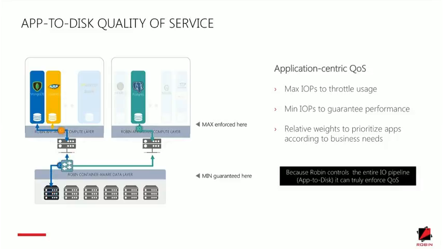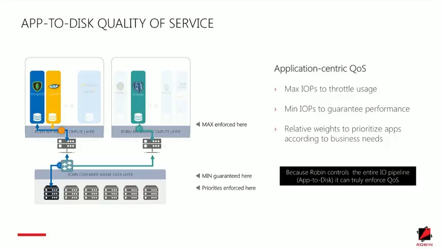So we allow you to enforce, as I said, max on the containers, min on the storage side, and priorities are also ensured on the Robin storage, the container data layer, and that's how Robin controls the entire I/O pipeline. We can truly enforce QoS.